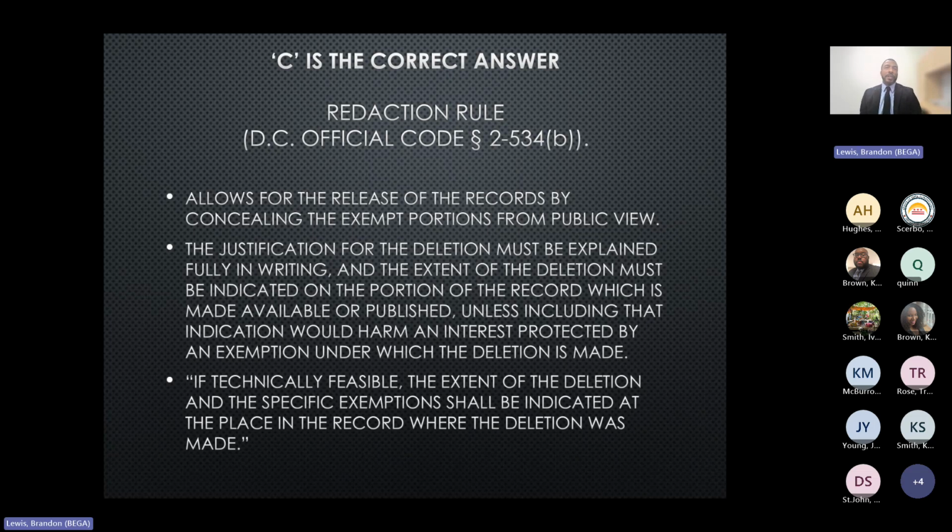And the correct answer here is C, the redaction rule from DC Official Code 2-534B, which allows for the release of the records by concealing the exempt portions from public view. The justification for the deletion must be explained fully in writing, and the extent of the deletion must be indicated on the portion of the records which is made available or published, unless including that indication would harm an interest protected by an exemption under which the deletion is made. If technically feasible, the extent of the deletion and the specific exemption shall be indicated at the place in the record where the deletion was made.